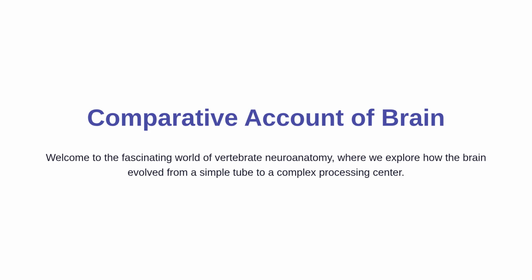Welcome to this lecture on the comparative account of the vertebrate brain. Today, we are going to embark on a fascinating journey through evolutionary history. We will explore how the central nervous system adapted as animals transitioned from swimming in the oceans to walking on land and flying in the skies. By the end of this session, you will understand not just the anatomy, but the incredible story of survival written into the very structure of the brain.